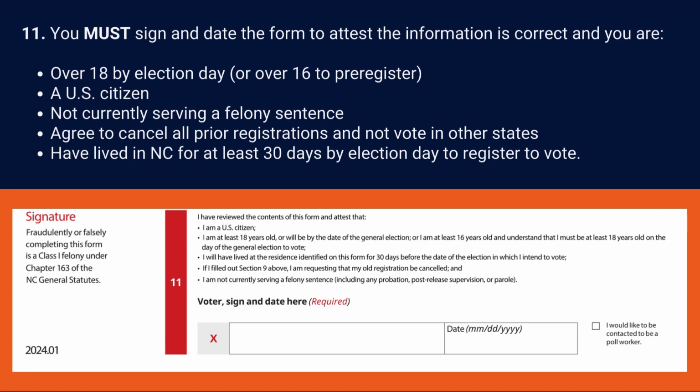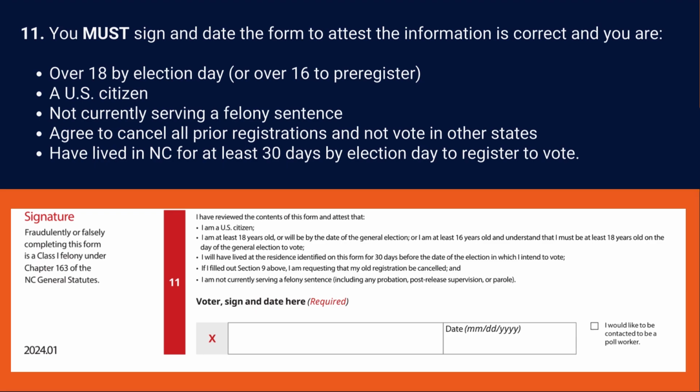By signing and dating the voter registration form, you attest to its accuracy and your eligibility to vote in North Carolina. To be eligible to vote in North Carolina, you must confirm that you will be 18 by Election Day or over 16 to pre-register to vote, that you are a U.S. citizen who is not currently serving a felony sentence, agree to cancel all prior registrations and not vote in any other states, and have lived in the county for at least 30 days by Election Day.